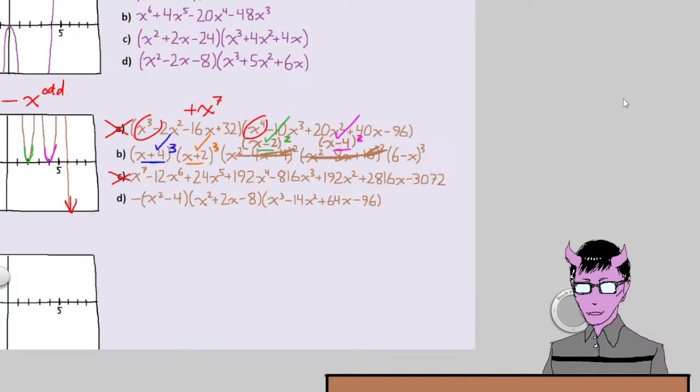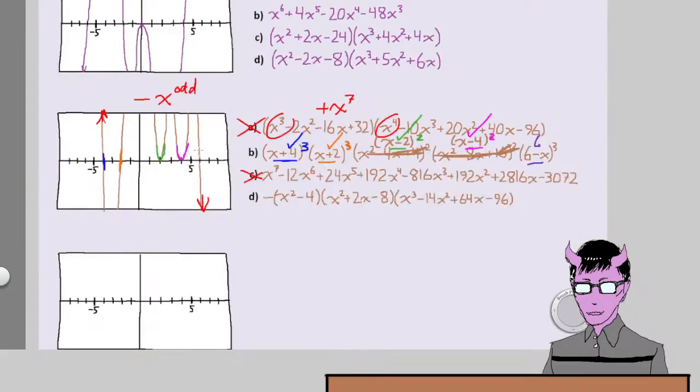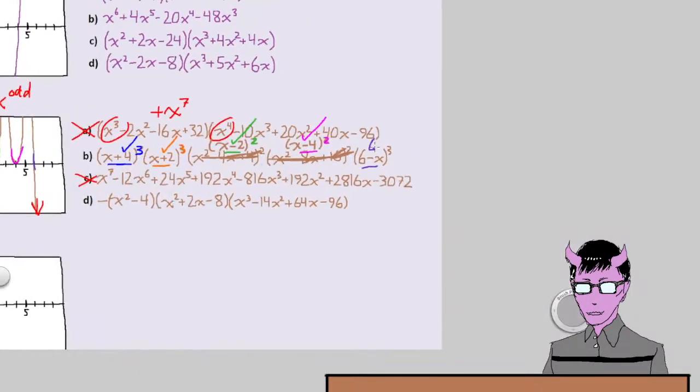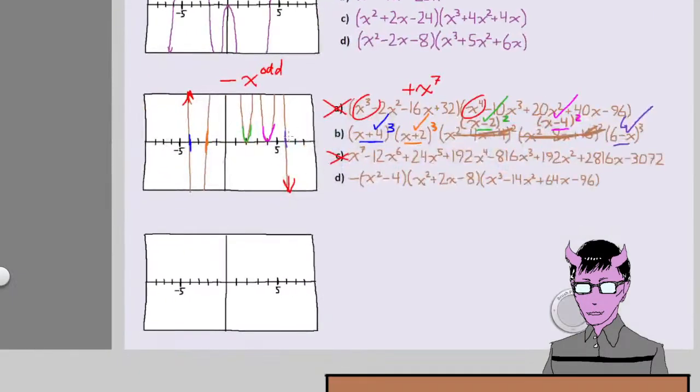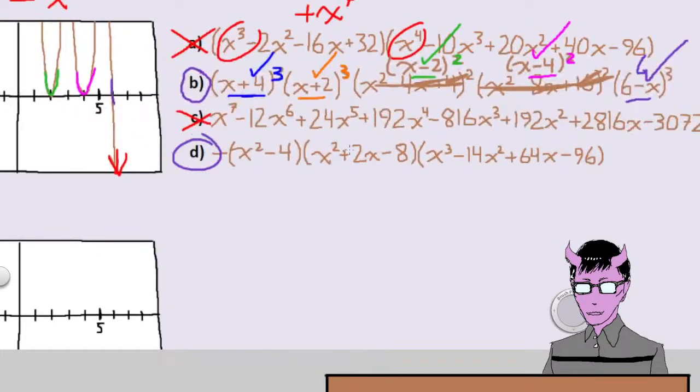Lastly, let's use dark purple. Lastly, we have odd multiplicity at 6 for the zero right here. So strike through. That's consistent. So all the zeros are consistent. And the end behaviors are consistent. So therefore, since there's nothing else to evaluate, choice B is consistent with this graph. So let's check choice D.